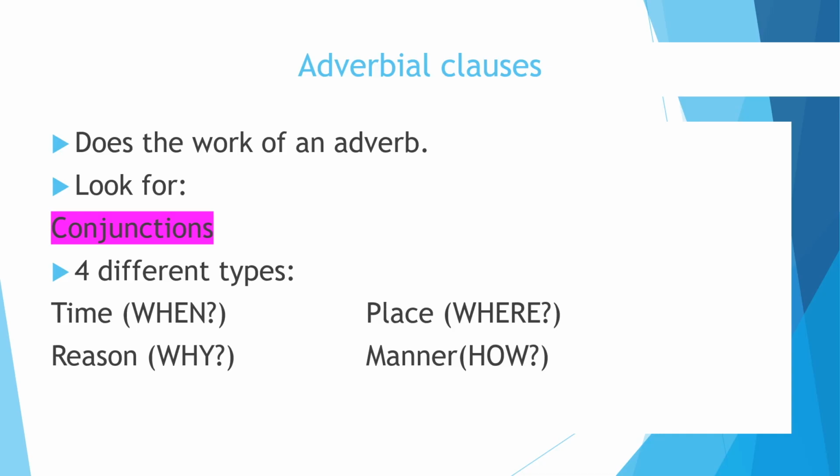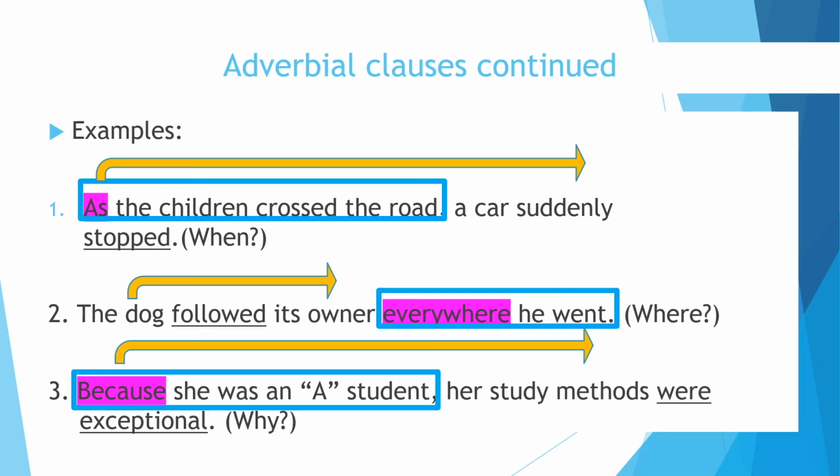Adverbial clauses. Adverbial clauses do the work of an adverb. Always look for conjunctions in a sentence. We get 4 different types. An adverbial clause of time, where we ask the question when. An adverbial clause of place, where we ask the question where. An adverbial clause of reason, where we ask the question why. And an adverbial clause of manner, where we ask the question how. Let's look at some examples.